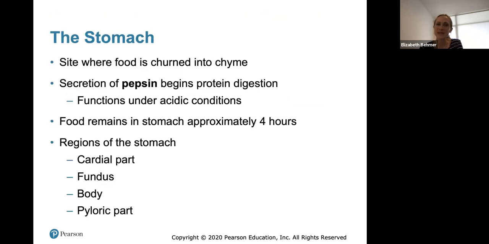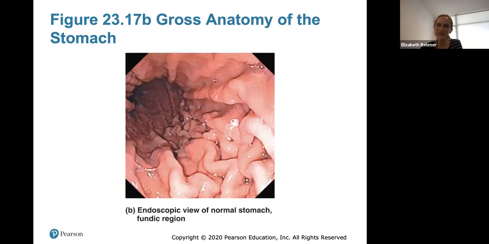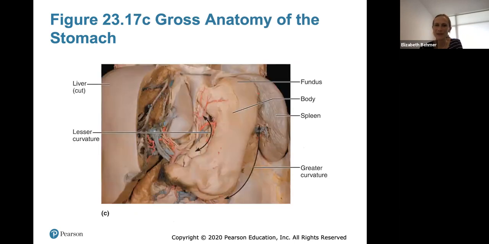The stomach then is the site where food is churned into chyme, and it's where the secretion of pepsin, which begins protein digestion. The food remains in the stomach for approximately 4 hours, and you should know well the regions of the stomach, which are shown here. There are several questions about the gross anatomy of the stomach and what happens in each region. Here's an endoscopic view of a normal stomach, which is kind of neat to see. And here's a cadaver view of the stomach.